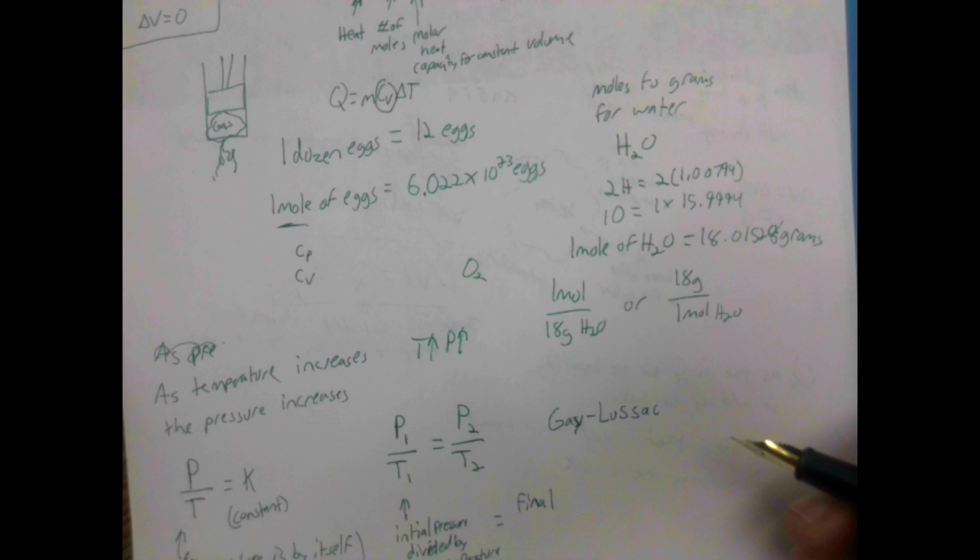Alright, so isobaric means the change in pressure is 0. So what do you think the equation of work is going to be? So let's think about a piston. Alright, so remember, work is equal to force times distance, right?